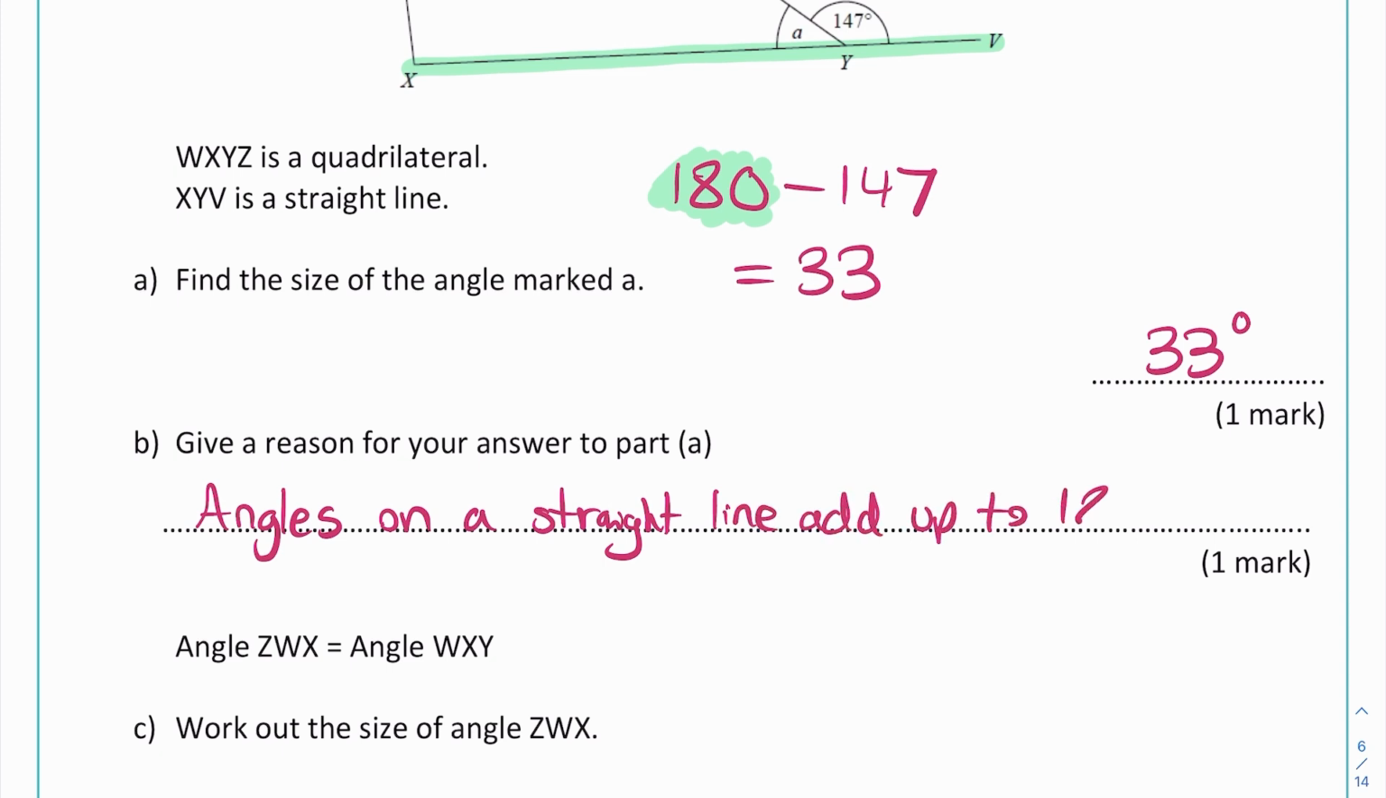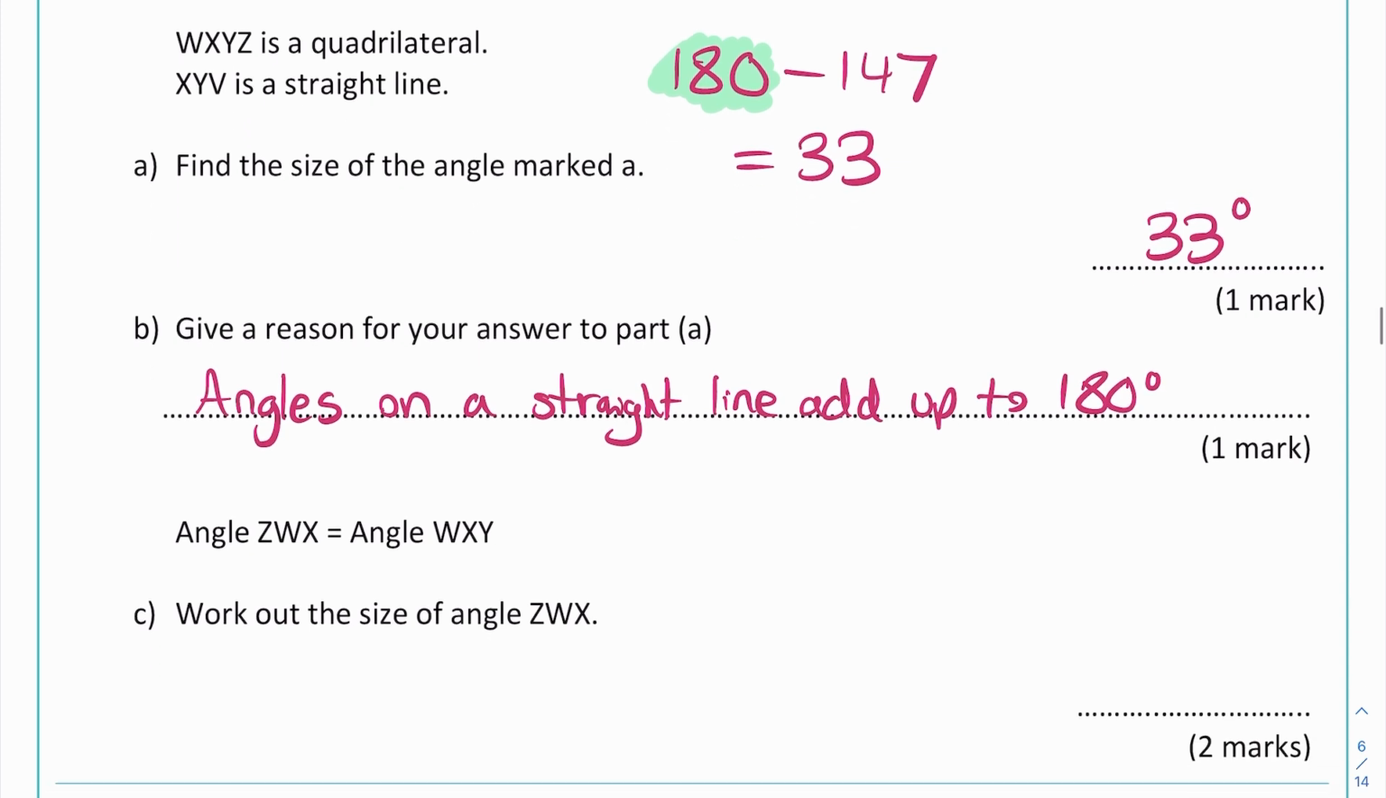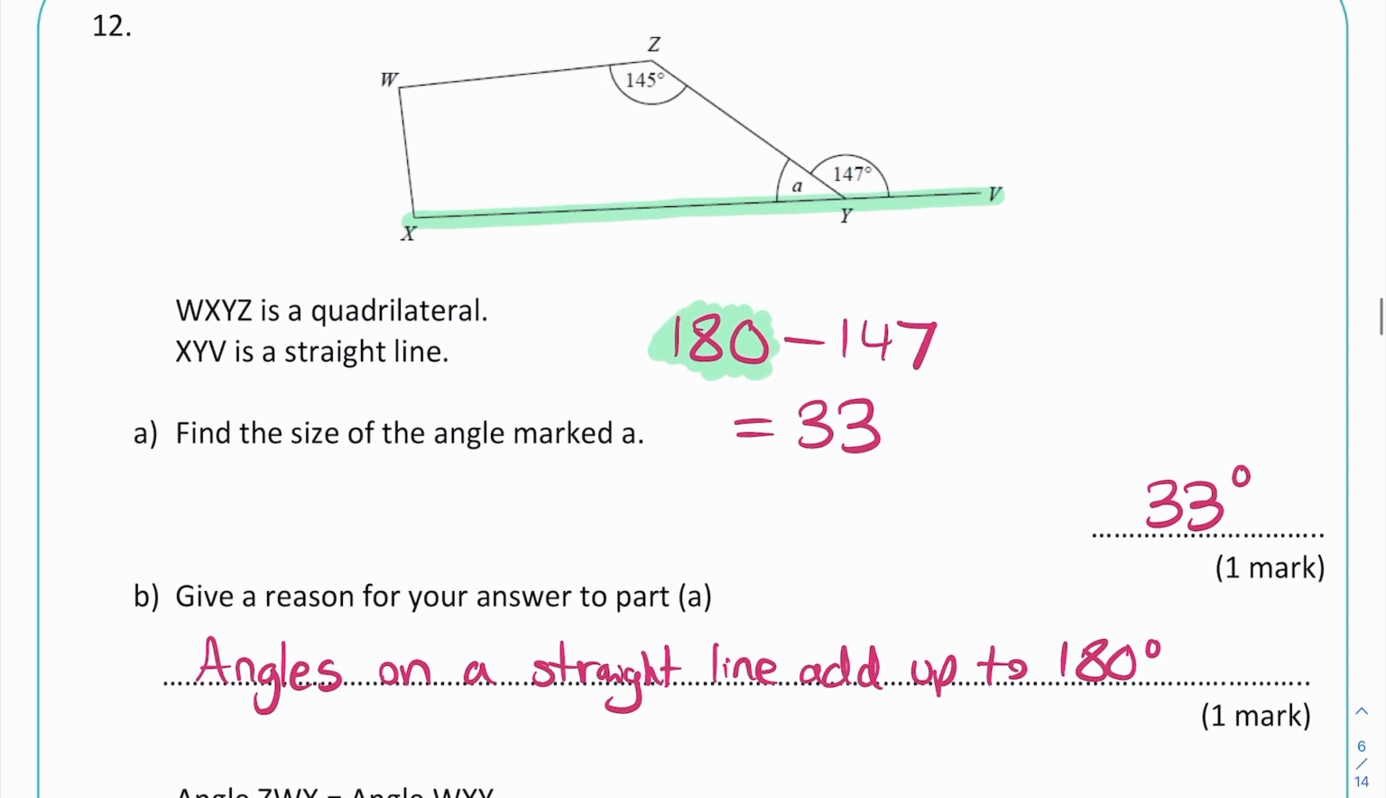And there we go, there is our reason, full marks for that. It then says angle ZWX is equal to WXY. So ZWX is this one here, and WXY is this one just here. So we know that they're the same, we already know that this one is 33.